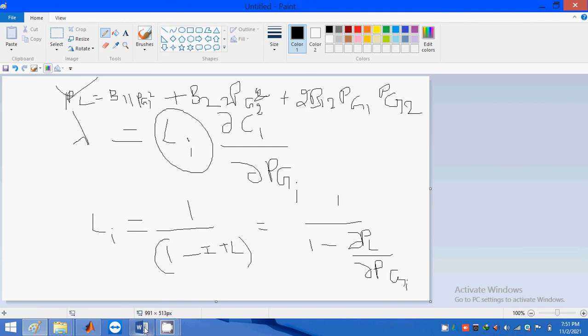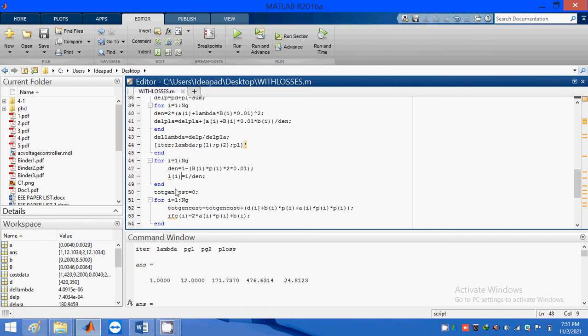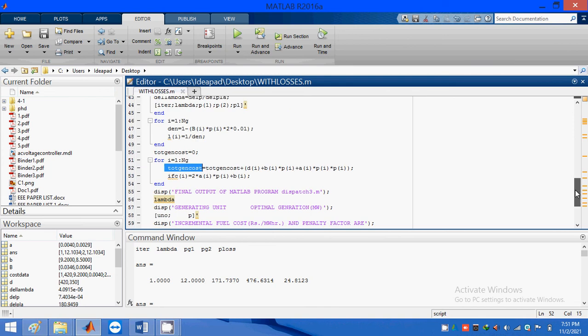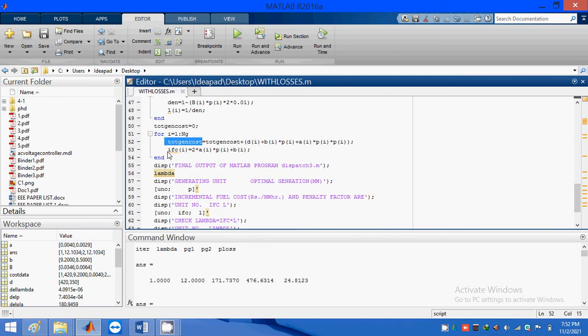In MATLAB also, the penalty factor Li is 1 divided by the denominator, which is 1 minus Bi into Pi into 2 into PL. This term refers to the incremental transmission line loss. Finally, I need to find the total generation cost and also the incremental fuel cost.